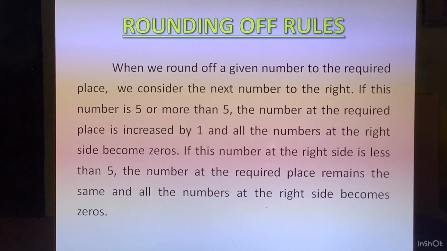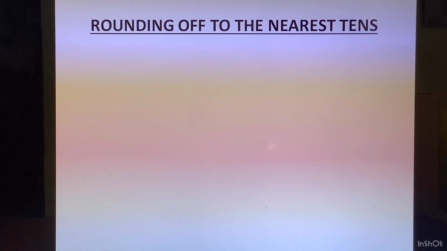Rounding off rules. You don't need to learn this rule at all, but you need to understand this. When we round off a given number to the required place, we consider the next number to the right. If this number is 5 or more than 5, the number at the required place is increased by 1 and all the numbers at the right side become zeros. If this number at the right side is less than 5, the number at the required place remains the same and all the numbers at the right side become zeros. We will start from the basics, that is rounding off to the nearest tens.